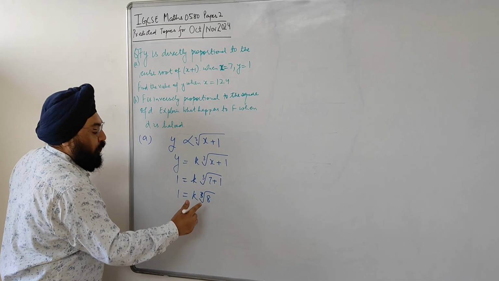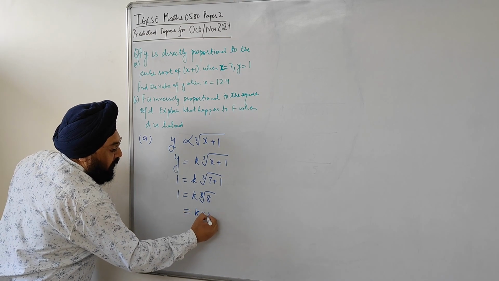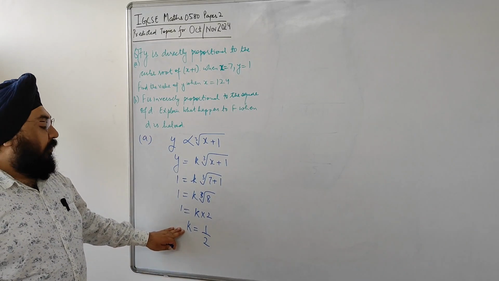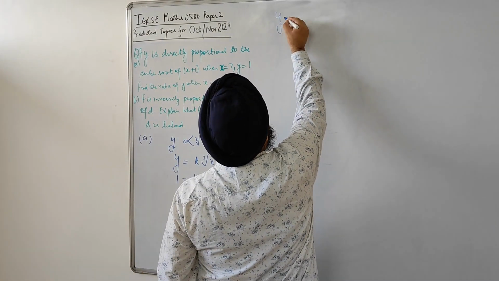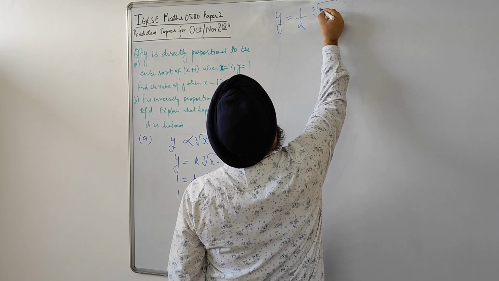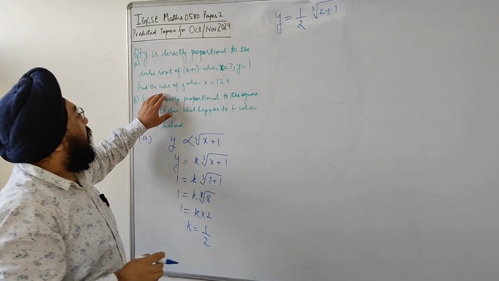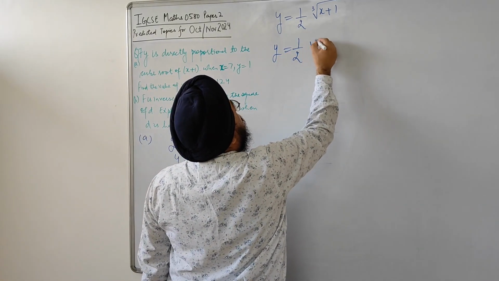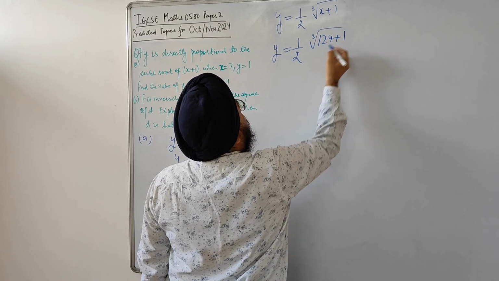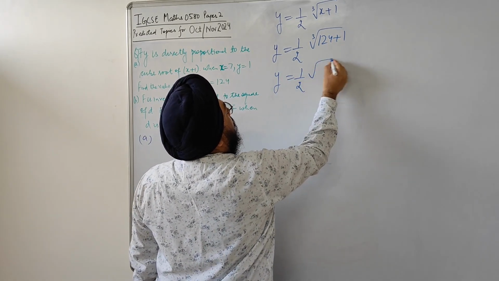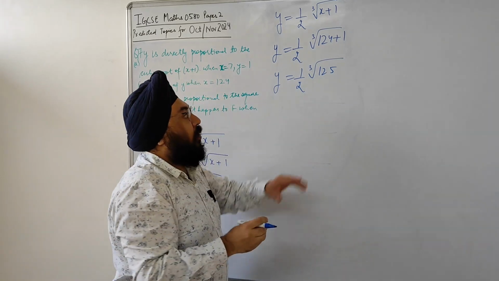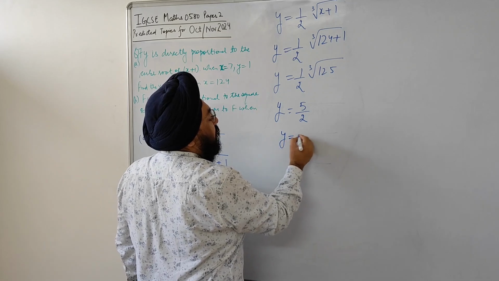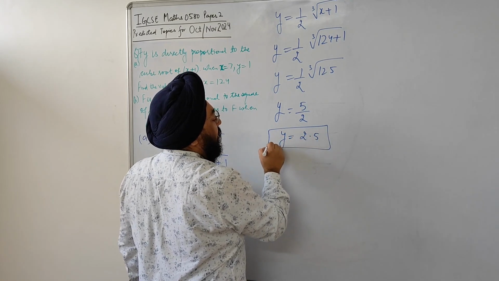Now cube root of 8 is 2. So value k will be 1 by 2. Substituting this value of k in this equation, we get y is equal to half into cube root of x plus 1. Now we need the value of y when x is equal to 124. We will be putting value of x as 124. Now cube root of 125 will be 5. So y will be equal to 5 upon 2. That is y is equal to 2.5 will be our answer.